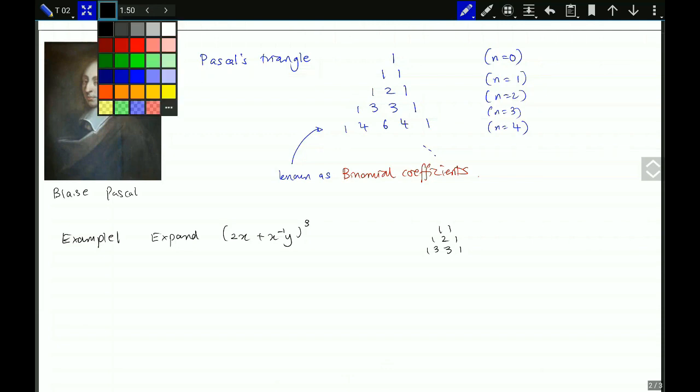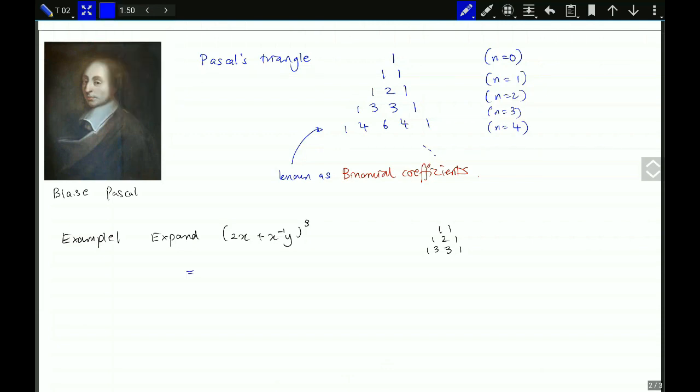So what we get is that this must be, well, we note down the coefficients first, and each term. So this is going to be my a, and that's going to be my b. So what we must get is (2x)³, then (2x)² times x inverse y. Then this one must be 2x times (x inverse y)² plus 1 times (x inverse y)³.